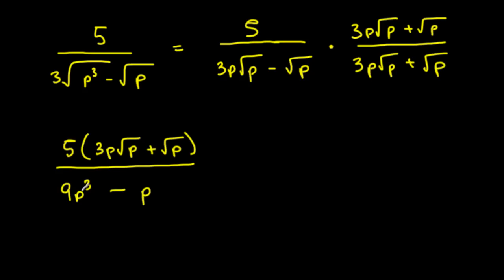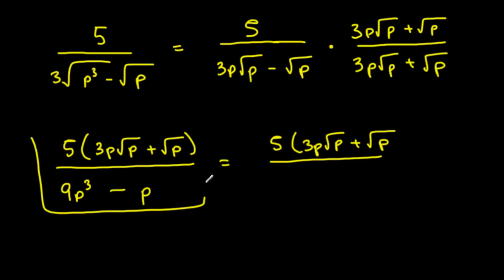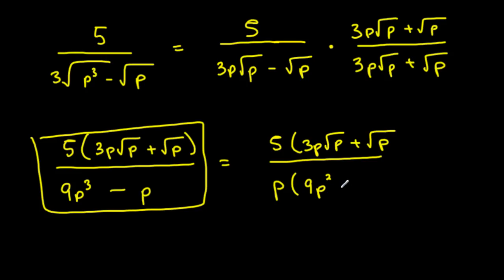And I could always try to simplify if I can, see if anything comes out. So from here, nothing else could come out of here. So this should just be 5 times 3p radical p plus radical p over 9p cubed minus p. So this could be your final answer. Or if you want to simplify this a little bit more, you could take out a p from both of these, and you're left with 9p squared minus 1. And I would always check here if you can simplify anything else from what you factored out.